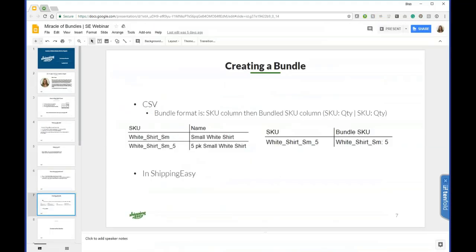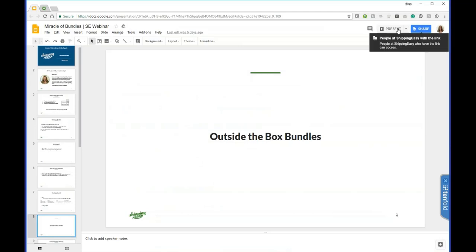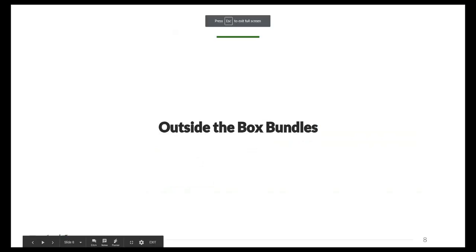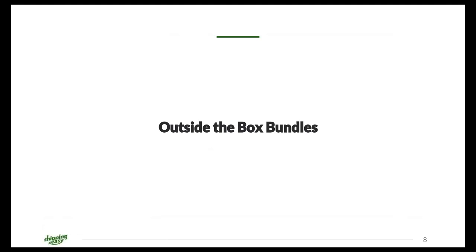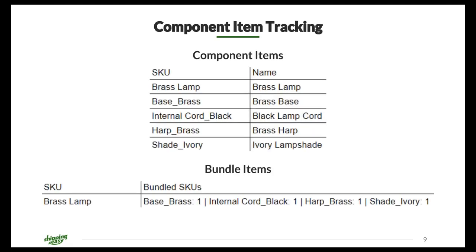And so that will bring us back to our outside the box bundles. Within Shipping Easy, we tie SKUs to your platform. This means that the only connection we need to have is a SKU equaling that exact SKU on your platform. What you do with that SKU on Shipping Easy is really up to you. Not all items listed in your bundle are required to be listed on your platform in order for us to track them. So first up, we have component item tracking.